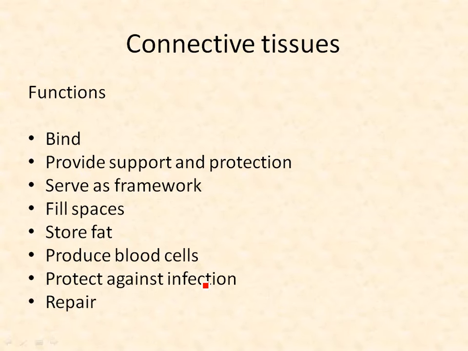What are the functions of connective tissue? Number one, bind. For example, tendons, ligaments, these bind bone to a bone or muscle to a bone. Provide support and protection. For example, the skeletal or the bone tissue, which supports and protects the skull, protects the brain, serves as a framework. Once again, skeletal tissue provides a framework. Fills spaces, for example, the areolar tissue that we will study soon.